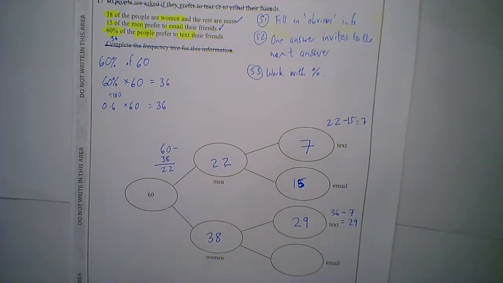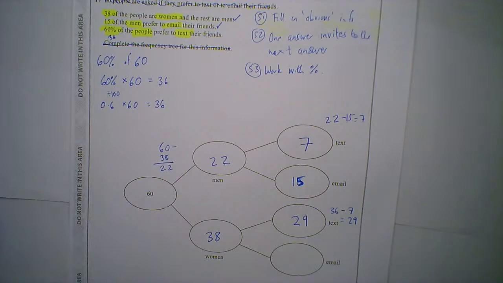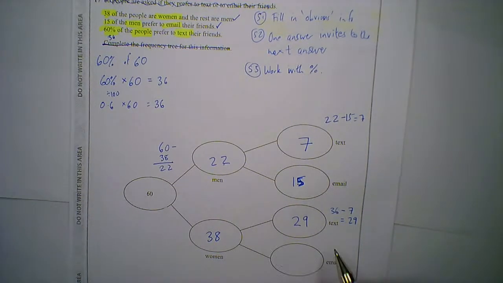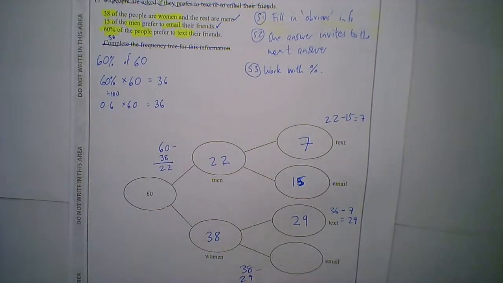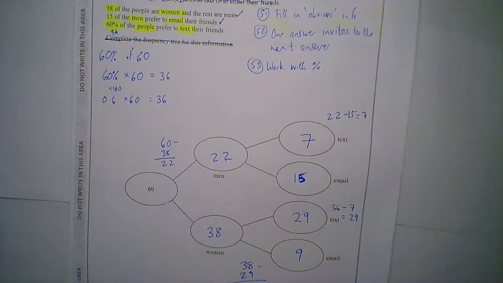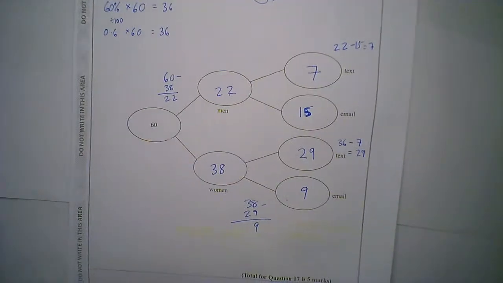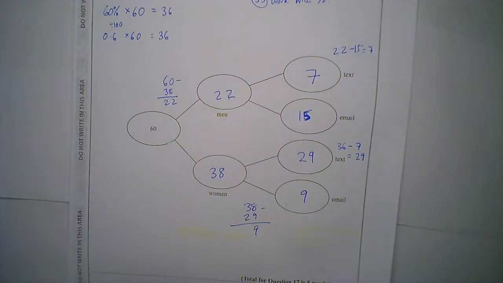And so now that I've got 29 here, I can work out what this one is, which is going to be 38 take away 29, which is 9. So 9 goes there. So you can see why this question is worth 5 marks. There's a lot more working out required for this question.